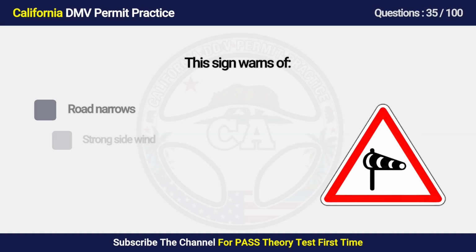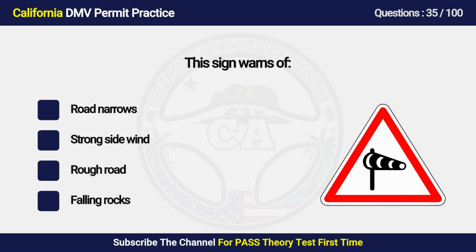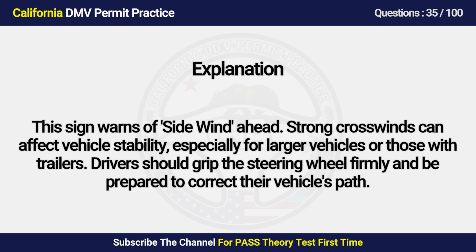Question 35. This sign warns of A, road narrows, B, strong side wind, C, rough road, D, falling rocks. Answer is B, strong side wind. This sign warns of side wind ahead. Strong crosswinds can affect vehicle stability, especially for larger vehicles or those with trailers. Drivers should grip the steering wheel firmly and be prepared to correct their vehicle's path.